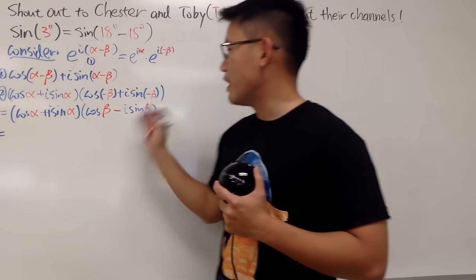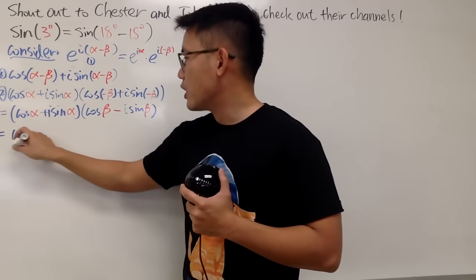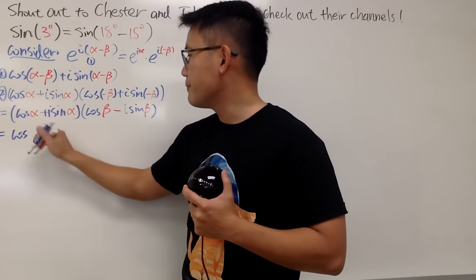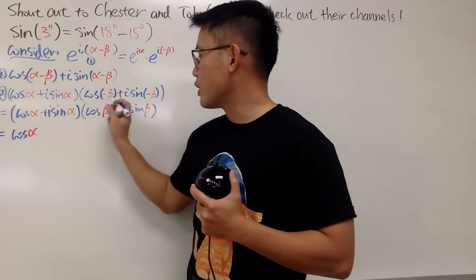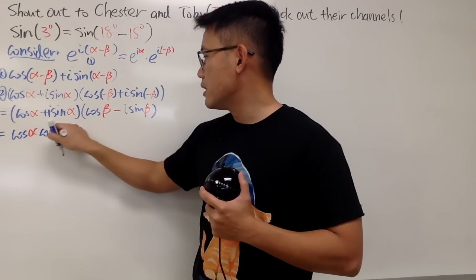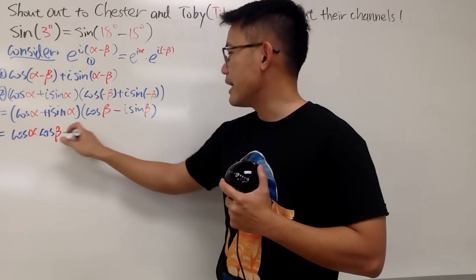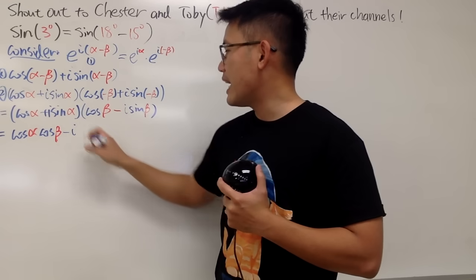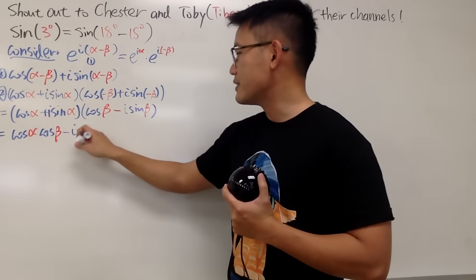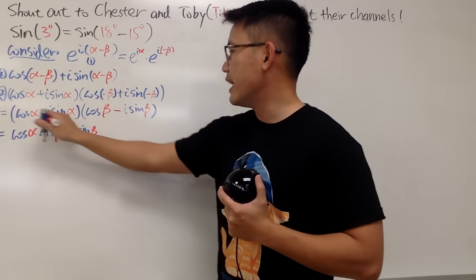So here is the deal. I'm just going to multiply out everything real quick. So this times this is cosine alpha times cosine beta. And then this times that is minus, let's put the i first. We have i, and let's write down the sine first. So we have sine beta, and then cosine alpha.